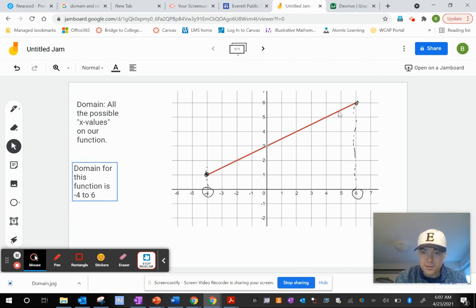Notice how this line is a solid line? That means every single number, even the little numbers in between, the little decimals, are all part of the domain of this function. Okay? If you have any questions on this, be sure to email your teacher or myself. Okay.